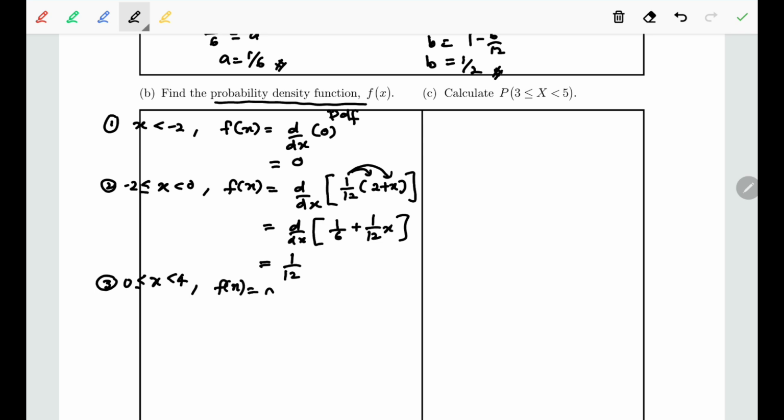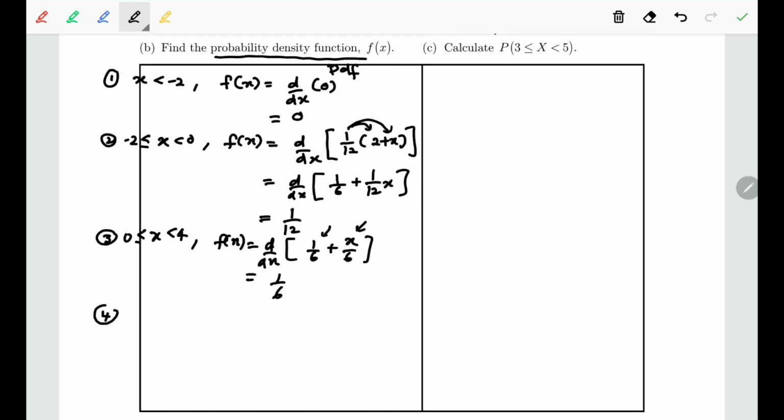To find the f(x), we have to differentiate a plus x over 6, which is 1 over 6 plus x over 6. So differentiate 1 over 6 will give you 0. Differentiate x over 6 will give you 1 over 6. Then we're going to proceed with the next function, which is the interval for x varies from 4 until 6.